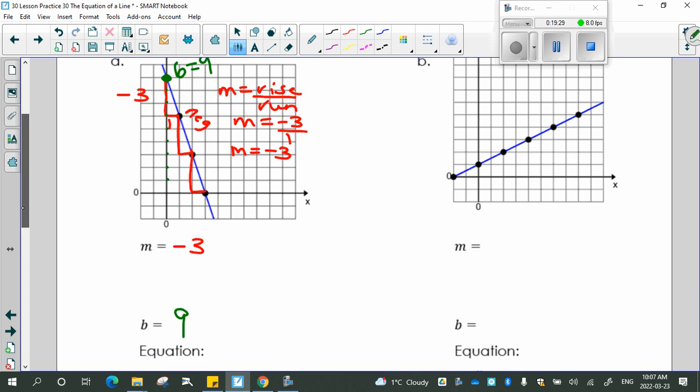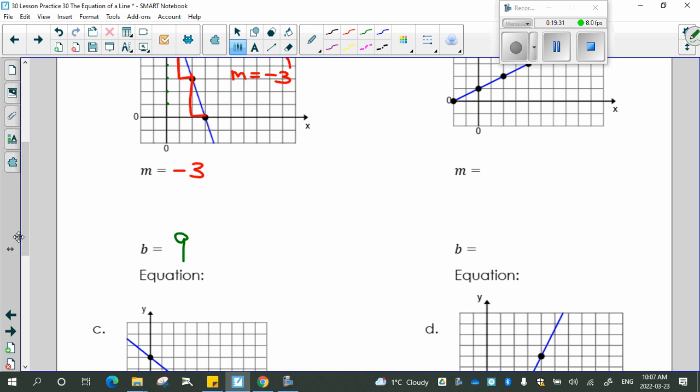Okay, so if M is negative 3 and B is 9, what's the equation? I always like to write this out first, and then just fill in the M and the B. So I know it's going to look like this, but M and B are going to be numbers. Josh, you writing this down? M and B are going to be numbers.